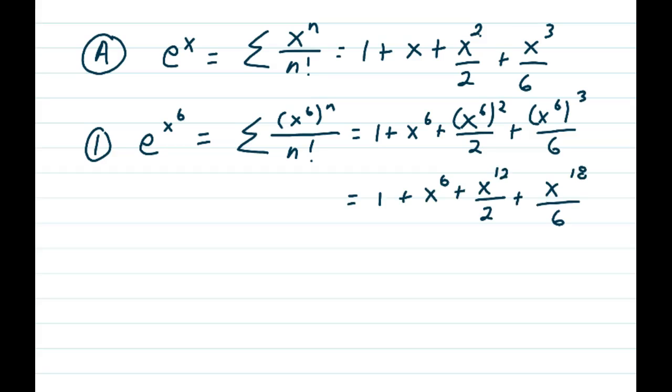And of course, we always want to simplify. So you get 1 plus x to the sixth. x to the sixth squared is x to the 12th, so that's x to the 12th over 2. x to the sixth to the third is x to the 18th over 6.